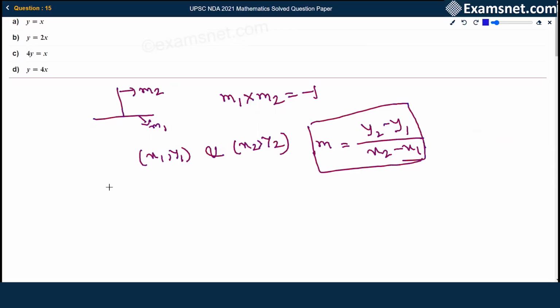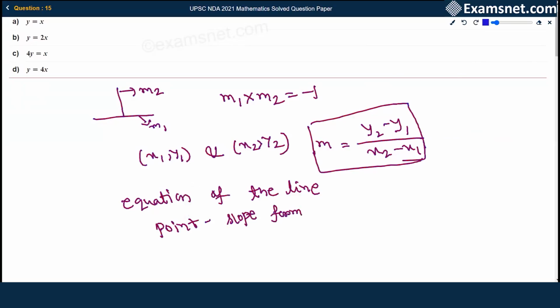Also, the equation in slope form. Okay, we can represent the equation of a line in various ways. One of them is the point slope form.